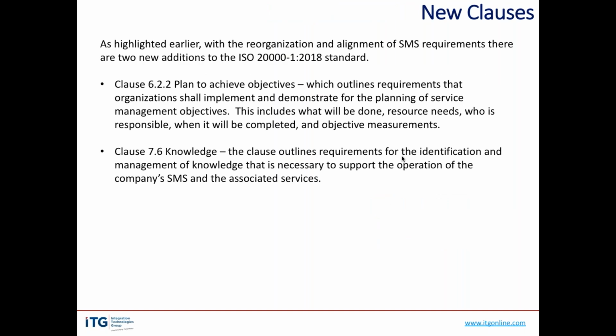So let's talk a little bit. I want to spend a little bit of time talking about some of the changes. Clause 6.2, which is the new requirements for planning to achieve objectives. Now, in the old standard, we always had to identify what your objectives were for the service management system, okay? But what's coming into play now, with the establishment of your objectives, is some follow-on activity where you're determining and planning how you're going to achieve them, okay?